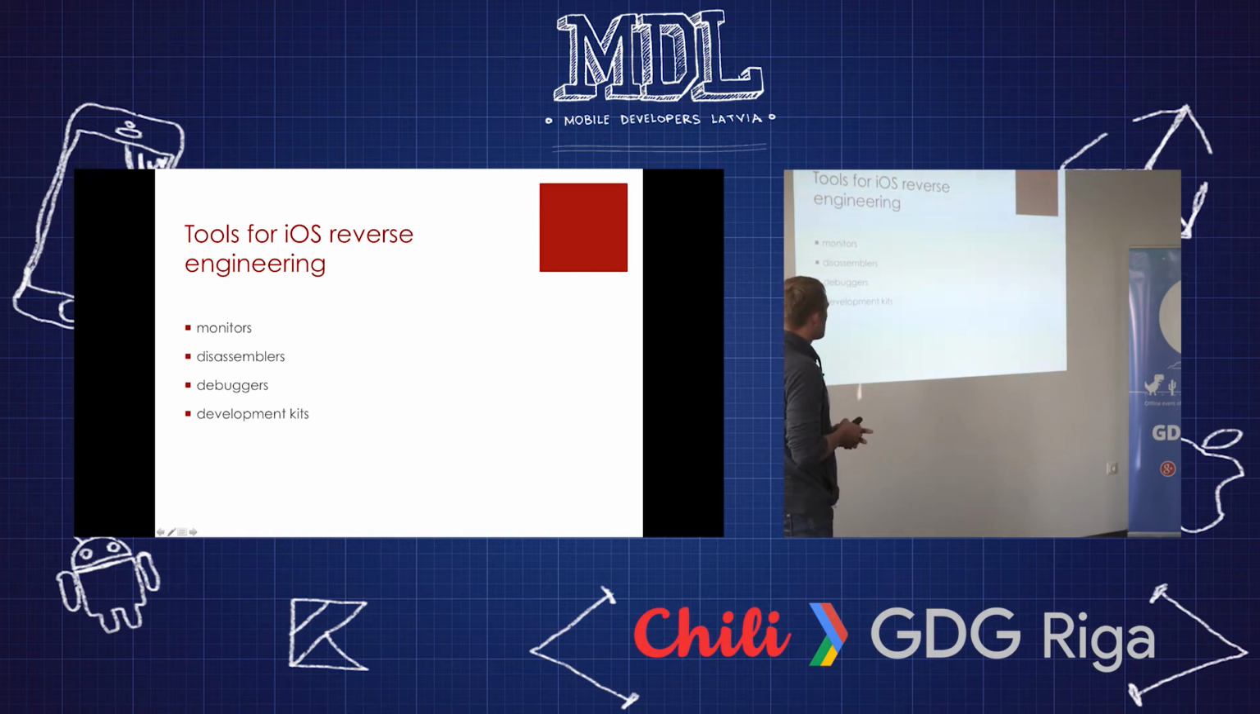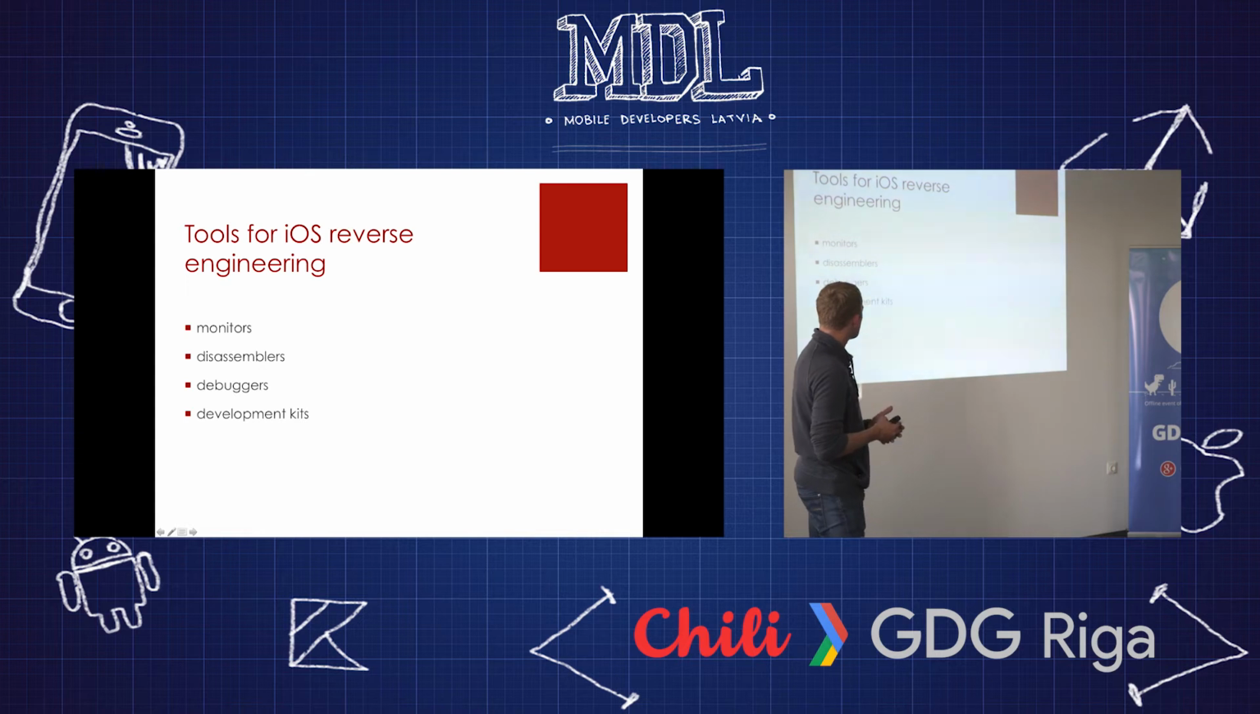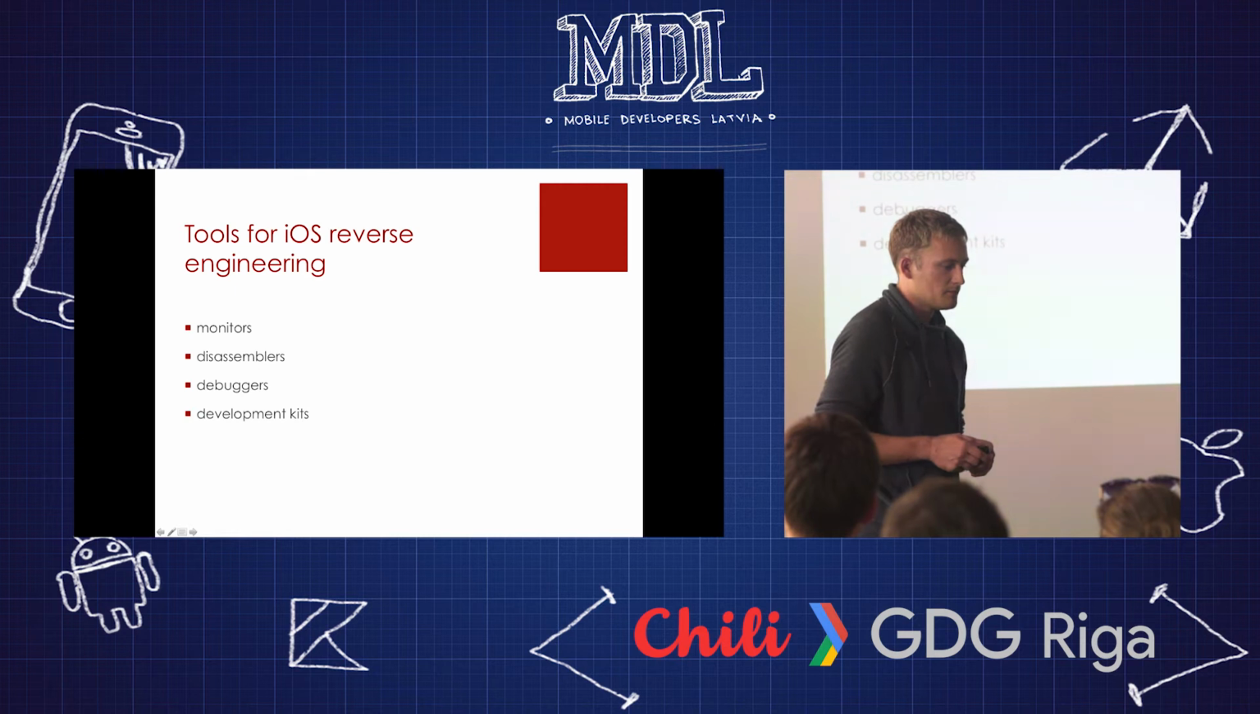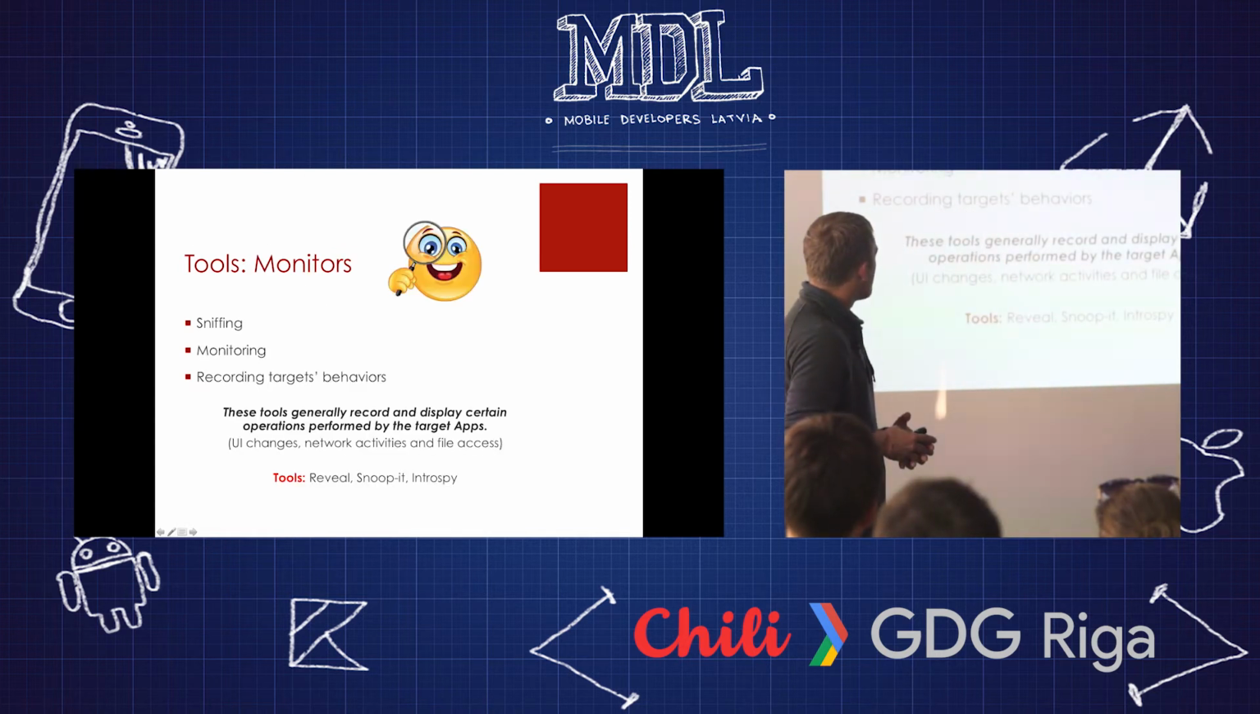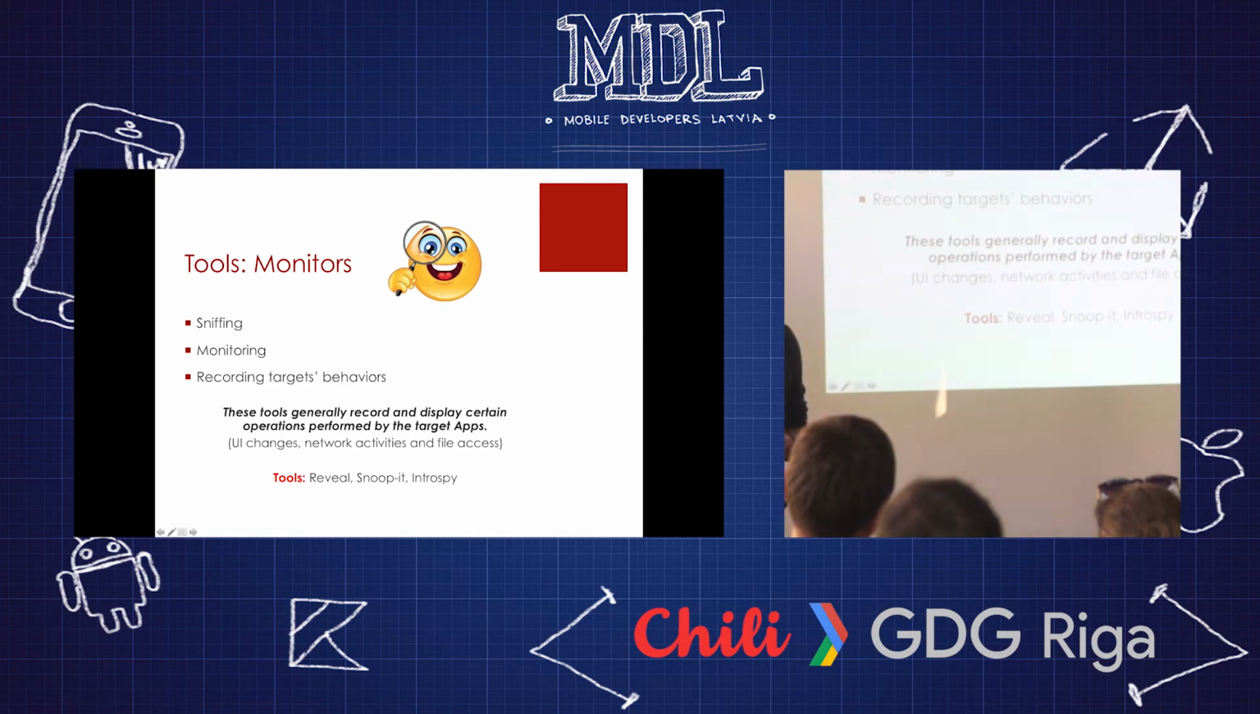There are four main categories of these tools: the monitors, disassemblers, debuggers, and development kits. I'm gonna go through quickly each of these to give you a look. So let's start with monitors. What can monitors do good for us? Monitors can help in sniffing, monitoring and recording target behaviors.